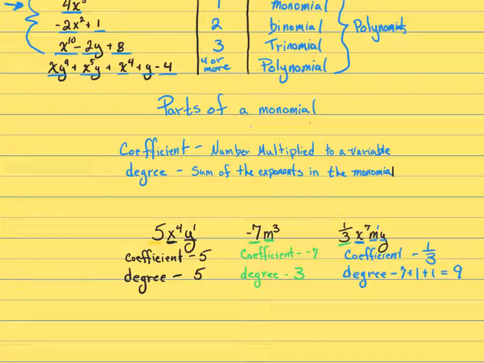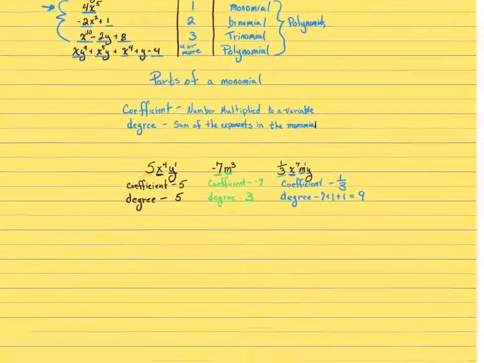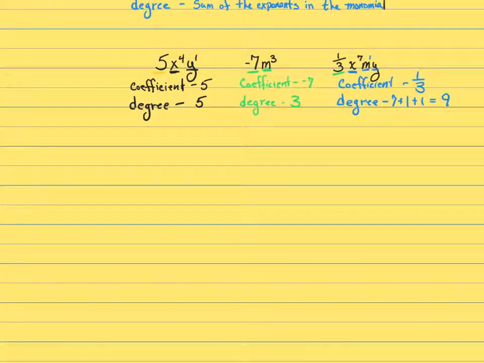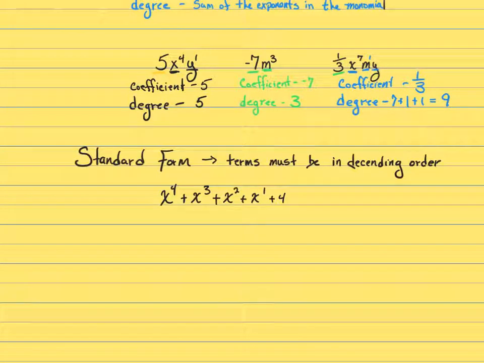Now it's important to know the degree of a monomial because that's going to help us with our next part, which is going to be putting polynomials in standard form. So standard form just means that each term or each monomial within a polynomial must be put in descending order. So here if I look, this term has a degree of 4, this has 3, 2, 1, and then this has a degree of 0. So this is what we need to have for standard form.